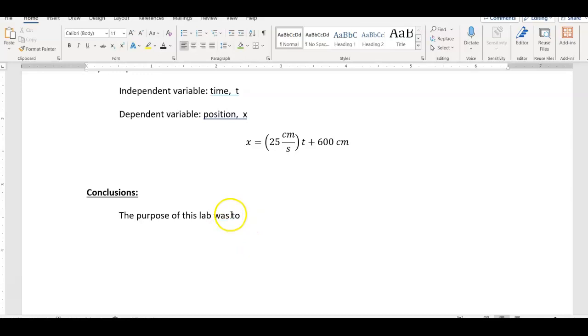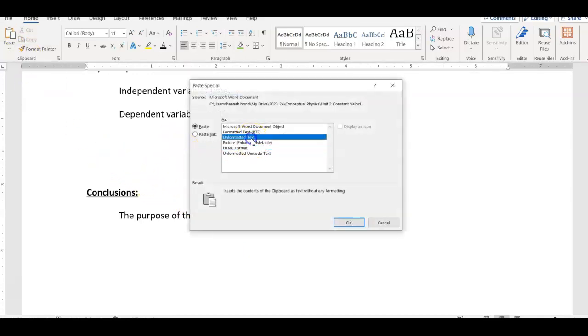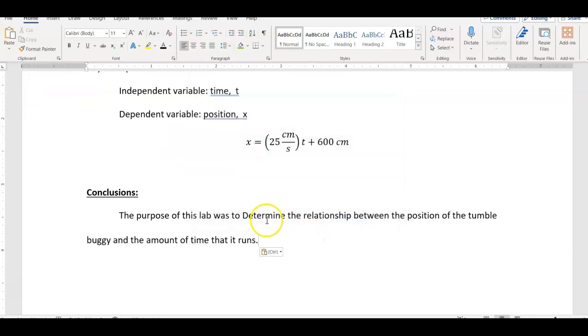Was, and let me just paste that in. And I might need to change my D to lowercase. But look, there's my purpose. Okay, I have satisfied the requirements for this paragraph, and so I'm finished with it. I know it's a very short paragraph, but that's okay.